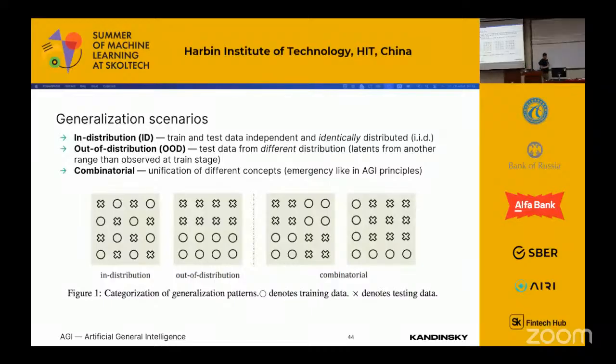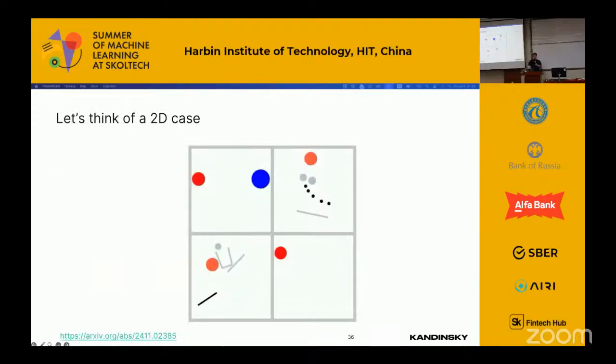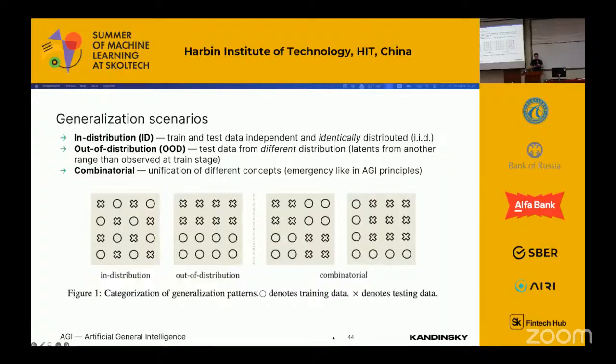So let's return to that work. Remember that work. So 3 scenarios: in distribution, out of distribution. I think it's totally understandable. What does it mean? It means that there are test and train samples. A test sample that is just from the train distribution means in distribution. Out of distribution is from another distribution. Combinatorial is quite complex. I will tell you later what it means.